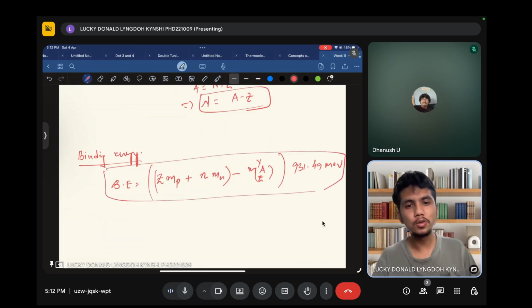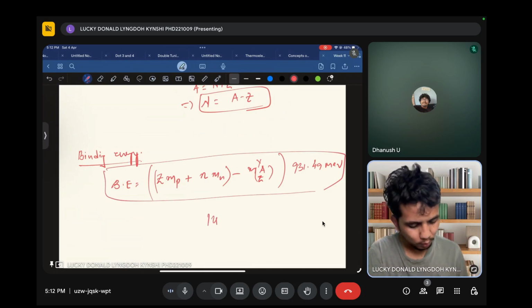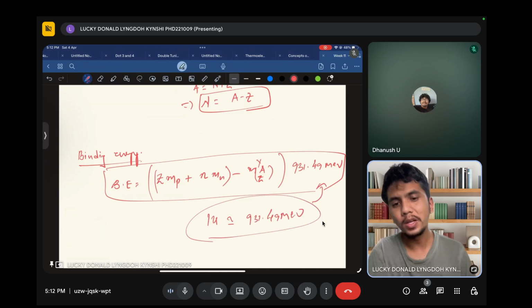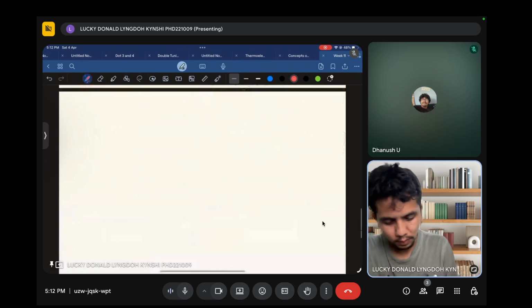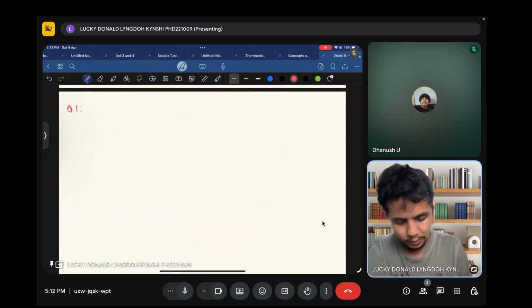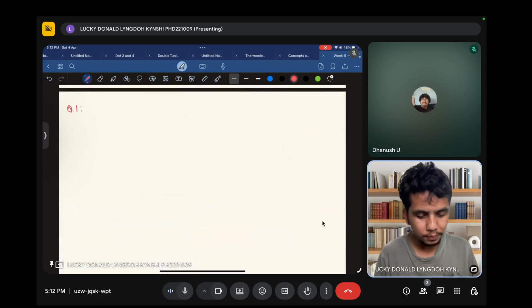Because the mass is usually represented in terms of atomic mass units, and if you convert into energy, 1 u is almost equal to 931.49 MeV. So whatever the mass, if you multiply with 931.49 MeV, you will get the energy. Okay, so let's calculate the first problem. In your assignment, that will be more clear maybe.